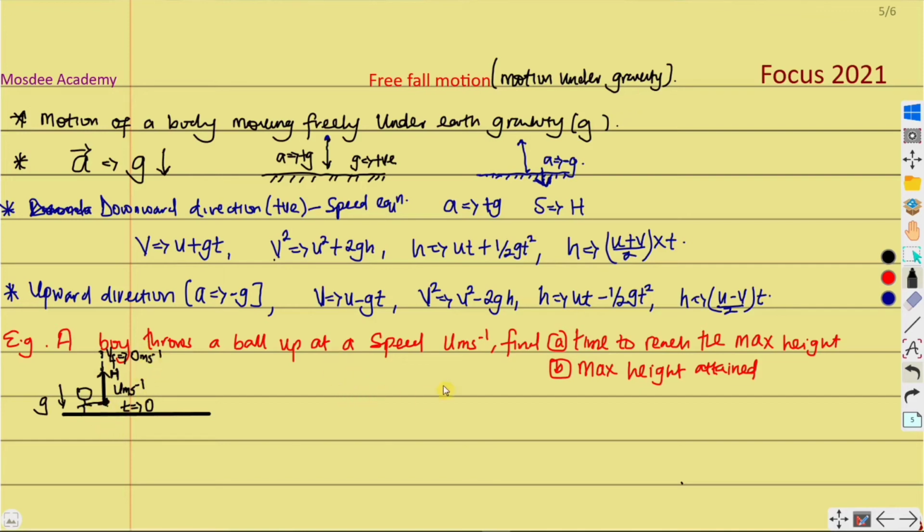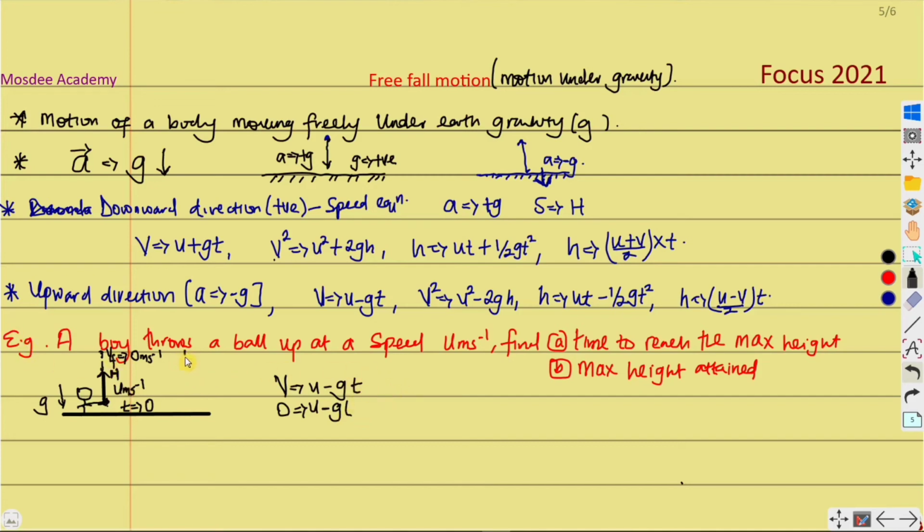Now, to solve the first question, which says the time to reach the maximum height, we can simply use the speed equation we have discussed here, because the ball is going against gravity. We have v equals u minus gt. So from direct substitution, we are looking for the time. The final velocity, which we call vf, is 0, equals the initial speed u minus g multiplied by the time. We are looking for the time to reach the final distance.